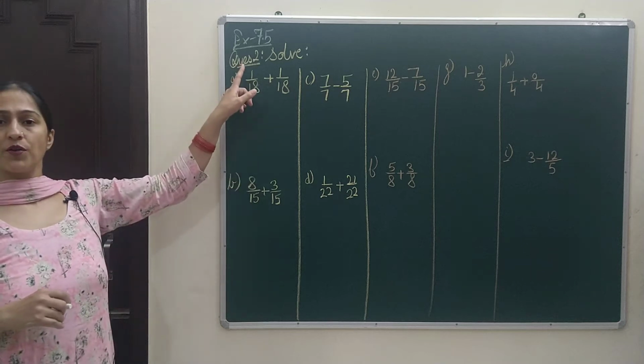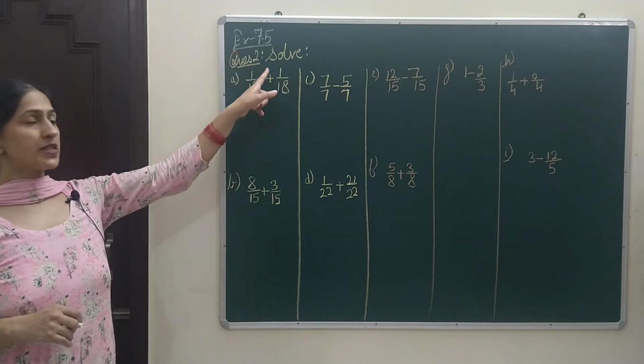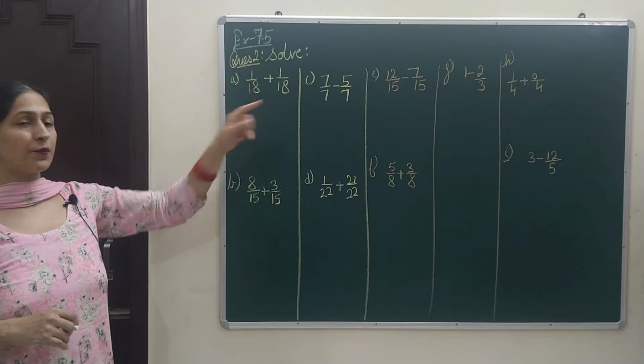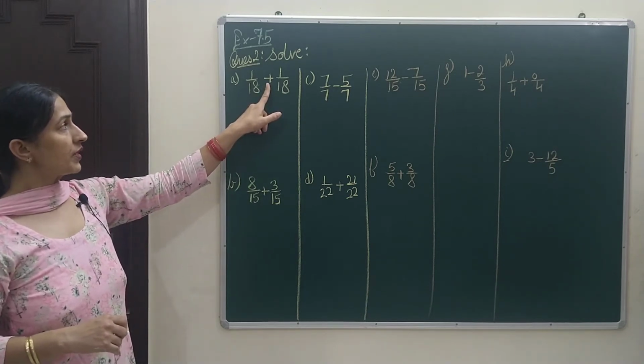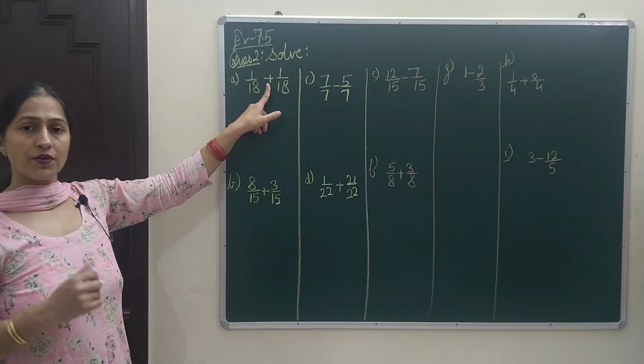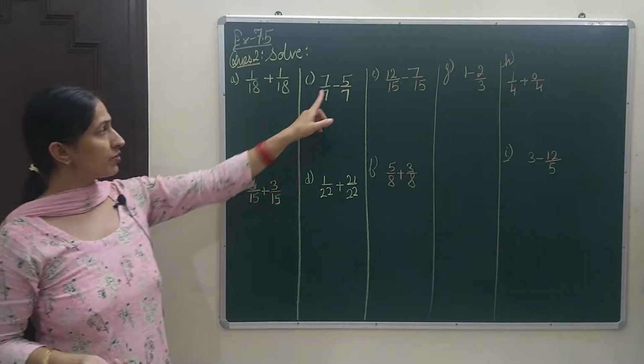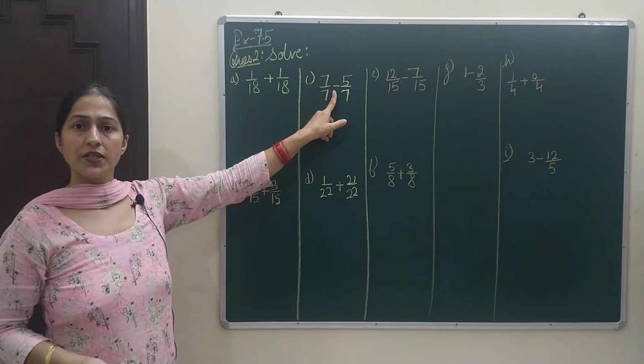There is the second question of exercise 7.5, and it is the question of solve. That means whatever operation we are given here, we have to do as given here. If we are given an addition question, we will be doing the addition, and whenever the question is of subtraction, we will be doing subtraction.